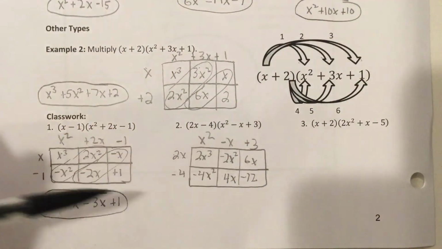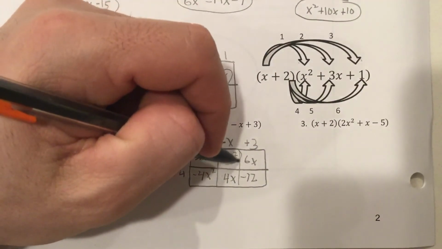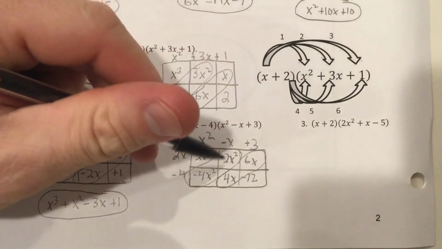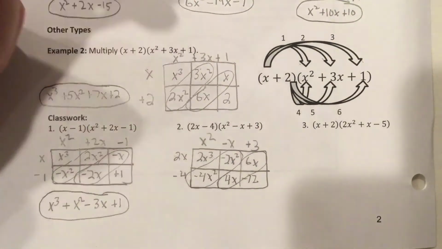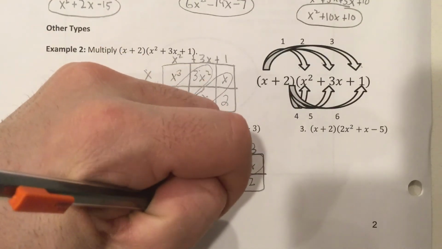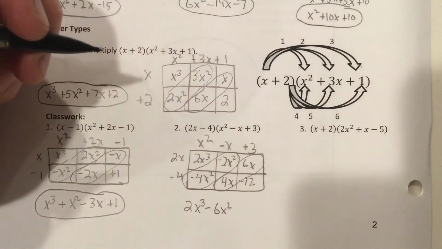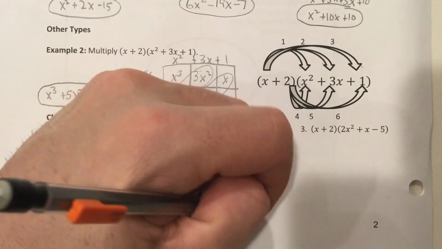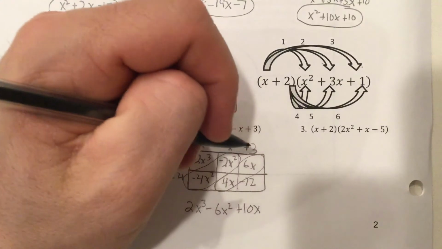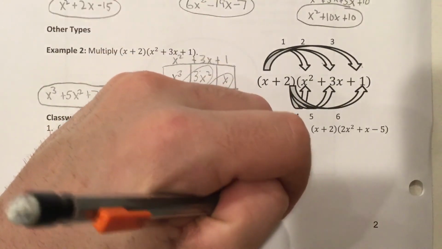Again, multiplied everything. Look at my diagonals. If they're not like terms, go back and check your work. In this case, they are. X squared is this diagonal, x is this diagonal. So I have 2x cubed minus 6x squared plus 10x and then minus 12.